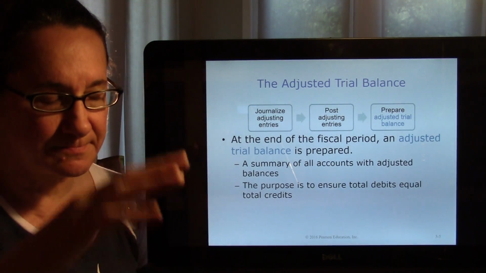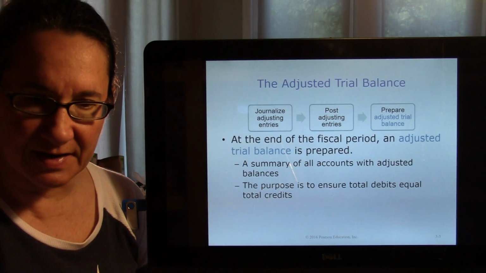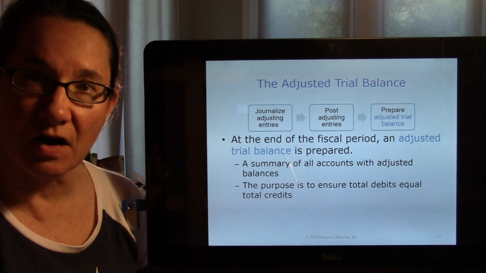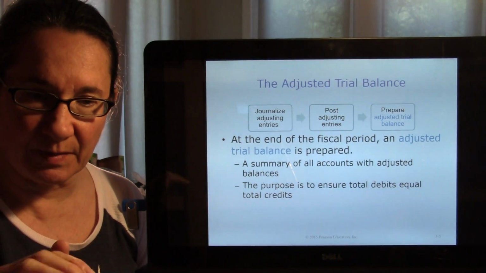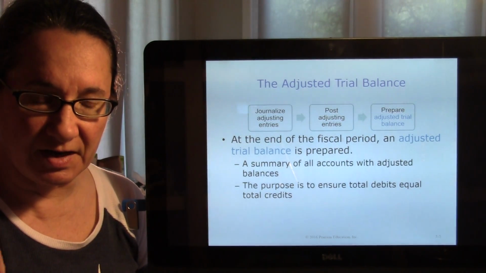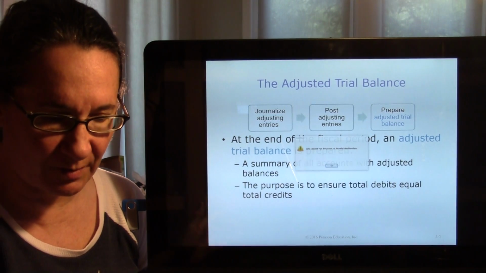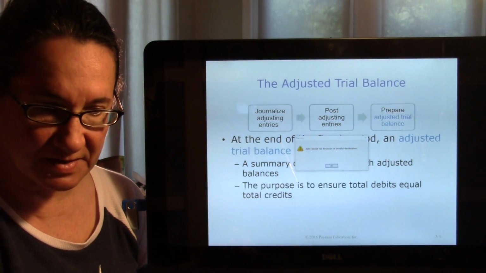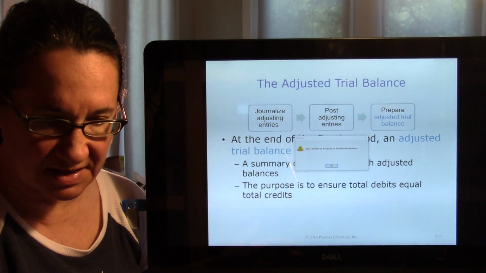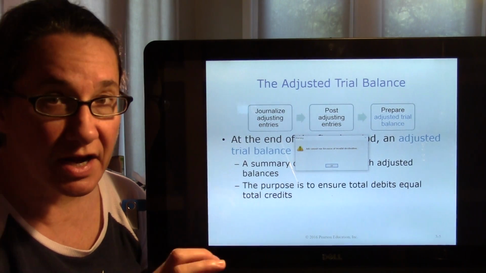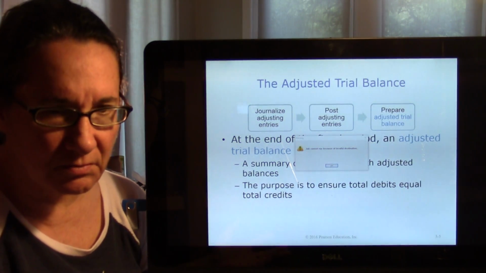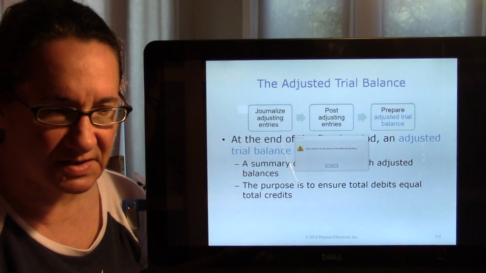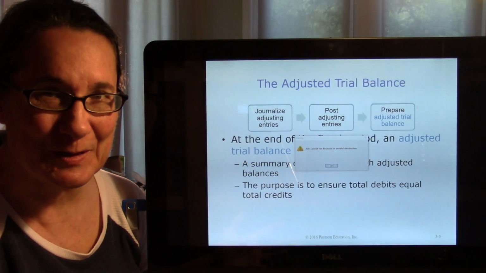So we listed all our accounts, and then we put their balance in either the debit or the credit column, depending on what their normal balance was. And we looked at the bottom to see, did the debits total equal the credits total? And that was our trial balance. And that's great. We always do that before we do the adjusting entries. We do an unadjusted trial balance. So that way we're not starting out doing our adjusting entries when we don't even balance to begin with.